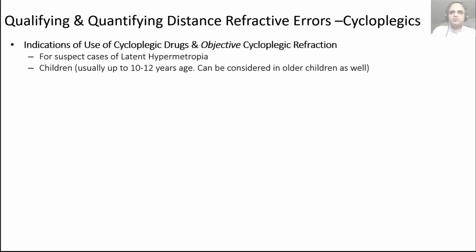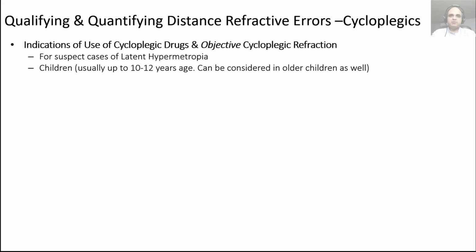We have talked about instrumentation. Now we'll talk about medication, specifically cycloplegic agents. Cycloplegic agents are indicated in all patients of suspected latent hypermetropia, because this is the only way to neutralize the effect of accommodation on hypermetropia. It's also indicated in all children, usually up to 10 to 12 years of age, and it can also be considered in older children as well. And in children, it is always indicated simply because children have a lot of accommodative reserve, a lot of accommodative amplitude. They can mask near as well as distant vision errors.